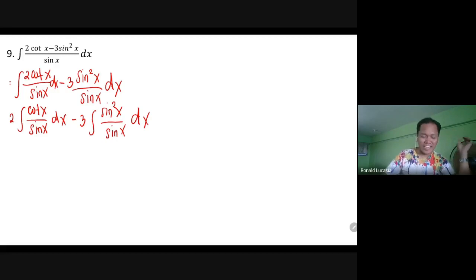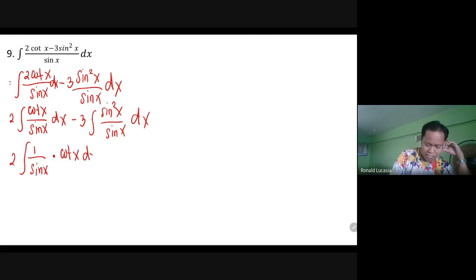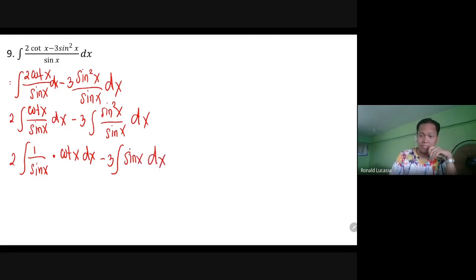Makukuha ba tayong cotangent x na identity? Wala. So, ang gagawin natin dyan, ipa-factor natin. Kasi wala tayong cotangent x sine x. So, pwede natin gawin dito 2. I-factor ko siya as 1 over sine x multiplied by cotangent x dx. Kasi meron tayong 1 over sine x. Tama? Minus 3. Kaya kong i-simplify ang sine squared x over sine x. Ang sagot niyan ay sine x dx. Sine squared divided by sine, it's sine.